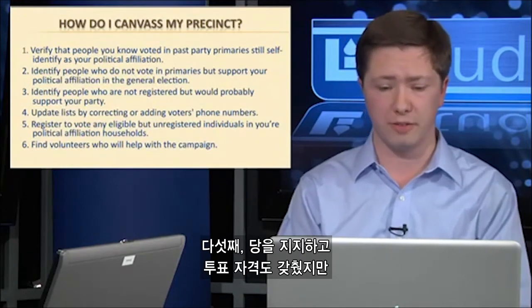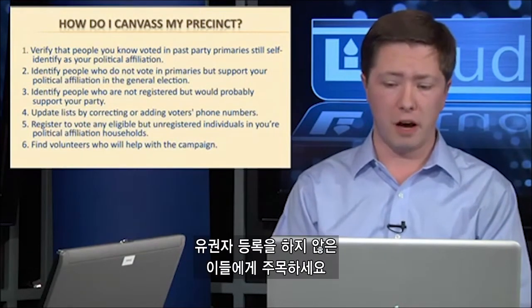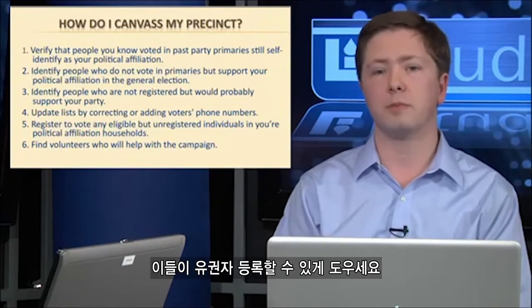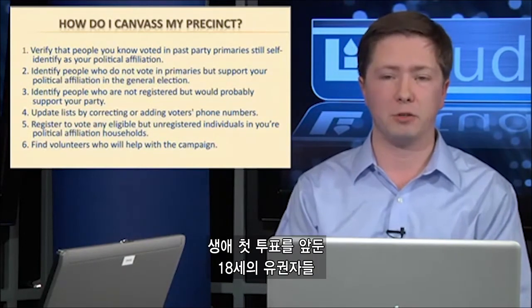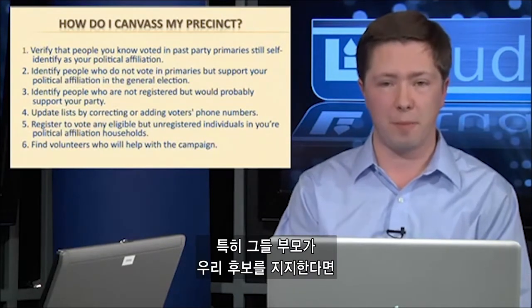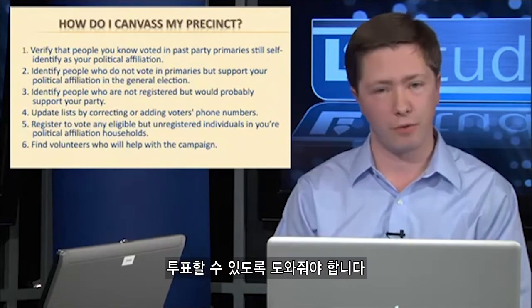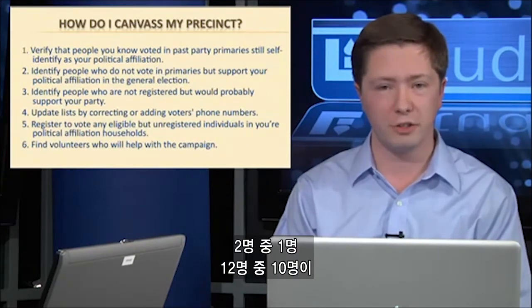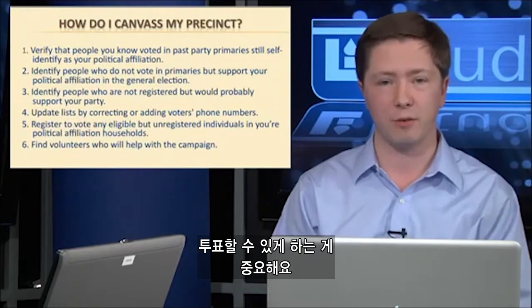Number 5, register to vote any eligible but unregistered individual in your political affiliation households. That's like I said earlier, if you've got somebody who just turned 18 and November will be their first opportunity to vote in an election and their parents support you or your candidate, register those folks to vote. It's important to turn out, like I said, 1, 2, 10, 12 votes in every single precinct.